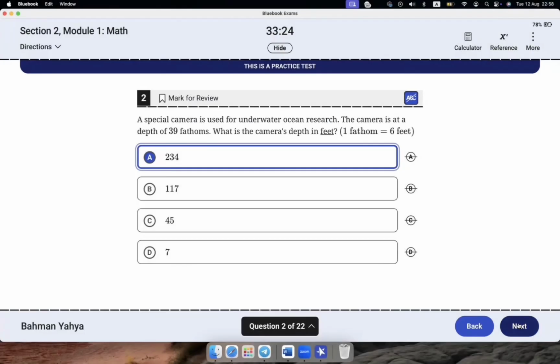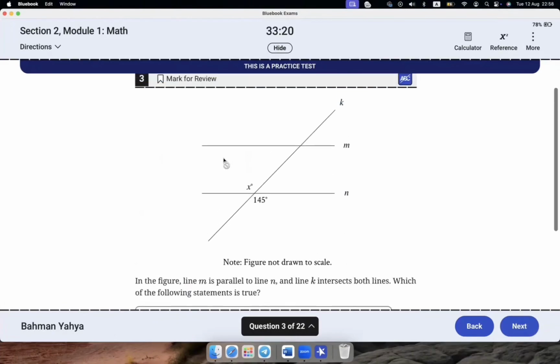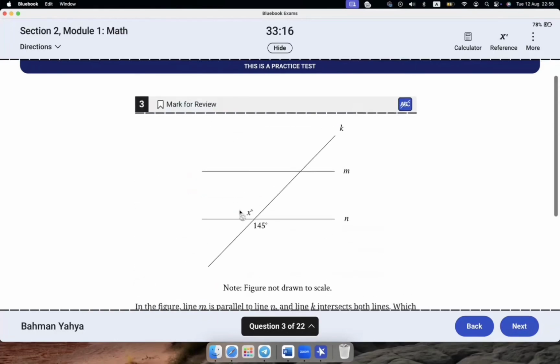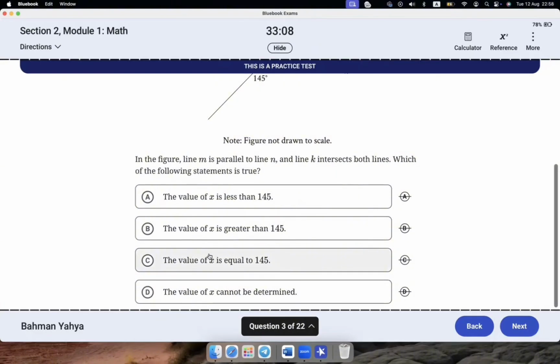And next question. We are given the figure of X and 145. Which of the following statements is true? Look at this one. Because X and 145 are vertical angles, and vertical angles are equal, because both are obtuse angles, so X must be 145°.